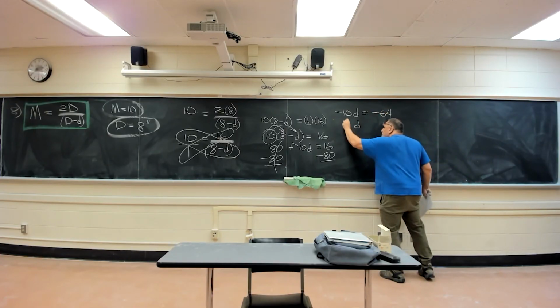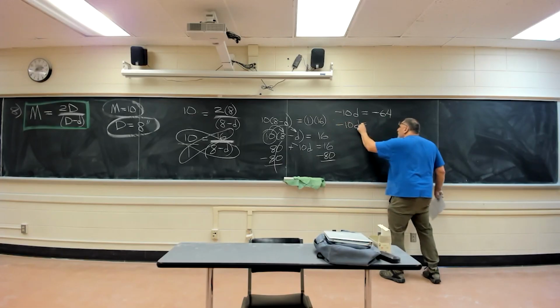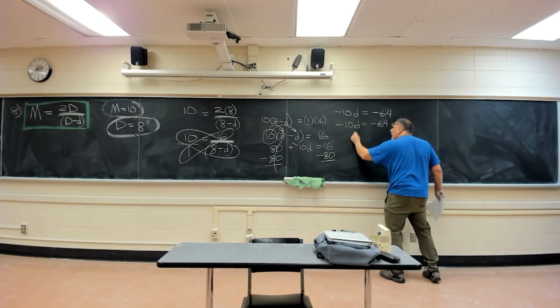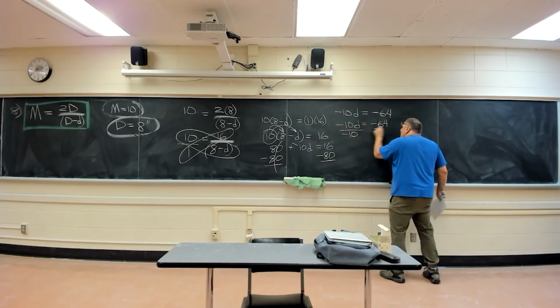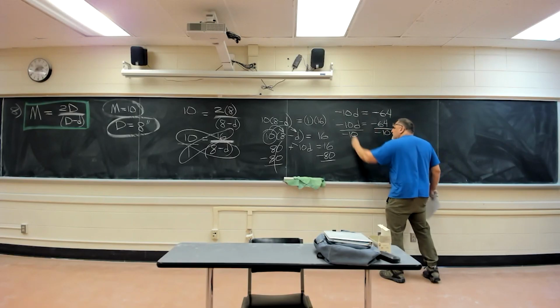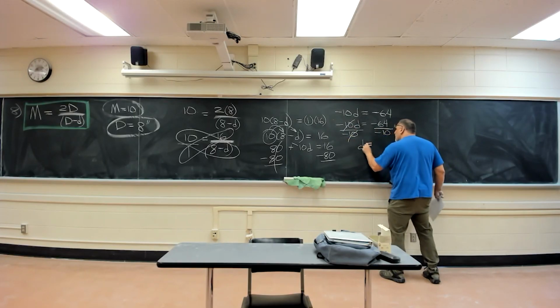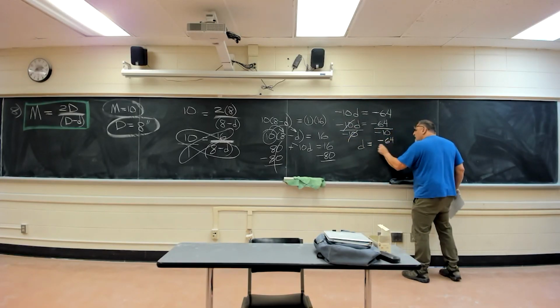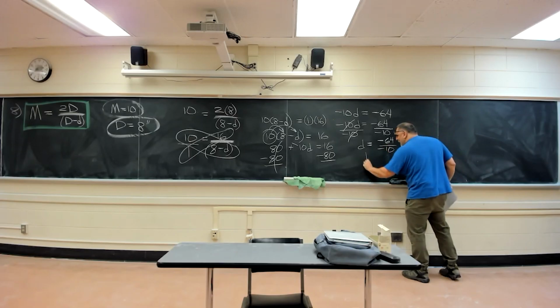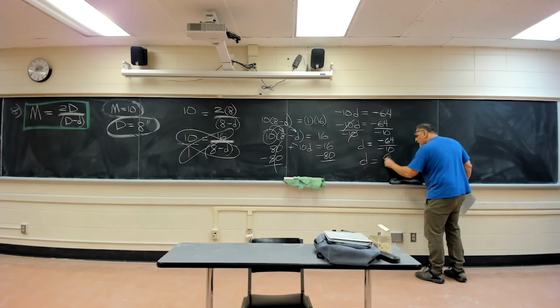I can play this a bunch of ways, I guess. Let's just do what we got to do. Let's divide by negative 10 on each side. A negative divided by negative is positive. Wow, those rules never really leave, do they? You got 64 over 10.